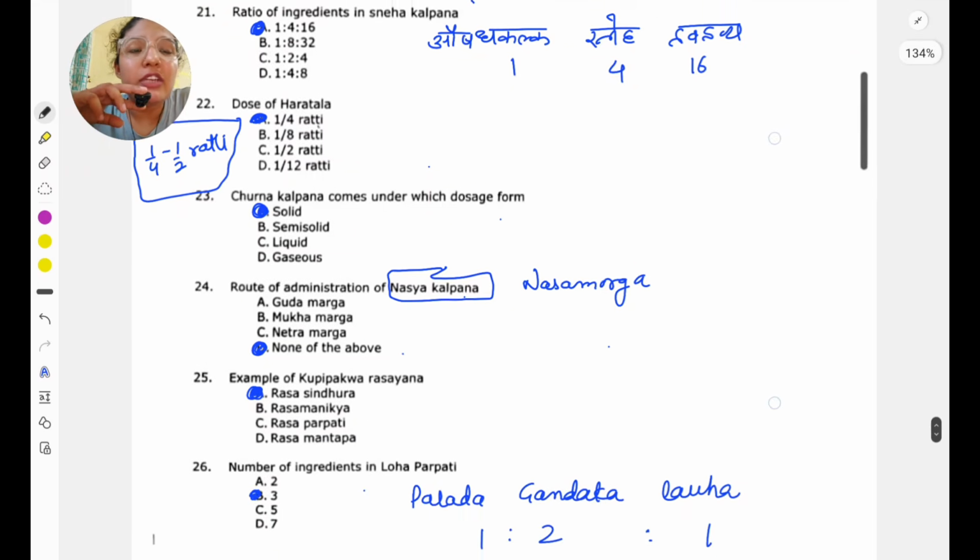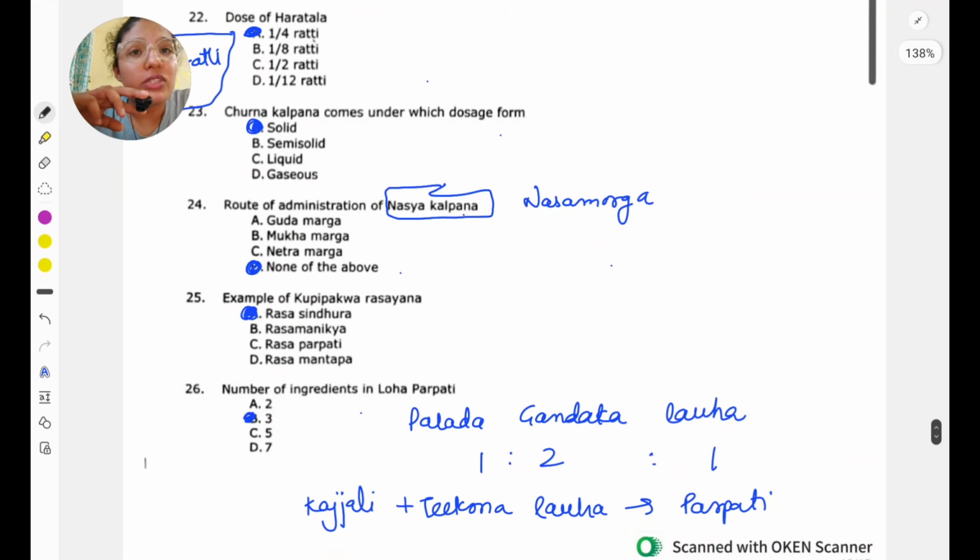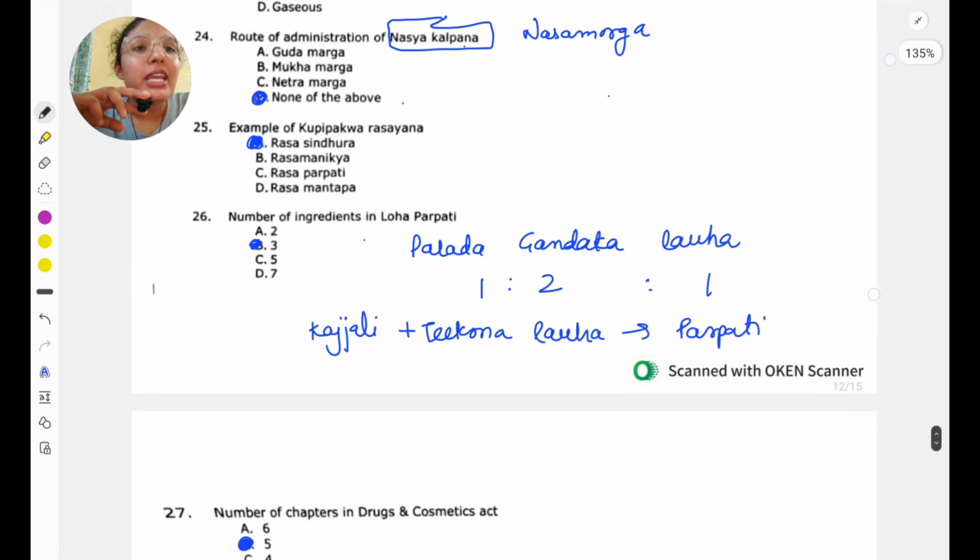Churna Kalpana comes under which dosage form? It is a solid dosage form. Route of administration of Nasya Kalpana is Nasa Marga, but it is not given in the options. Example of Kupi Pakwa Rasa is Rasa Sindura, because it is Sagni, Sagandhaka, with Murchana of the Parada. Number of ingredients in Loha Parpati, again a repeated question: 3 ingredients, Parada, Gandhaka, Loha.